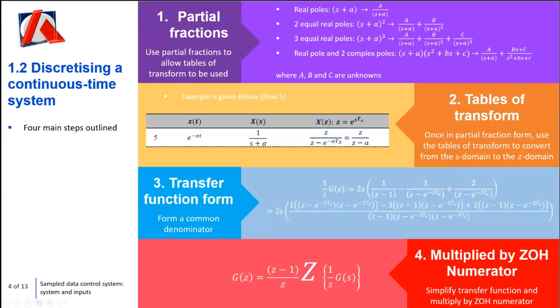So this is what we saw in the last video. This is where we finished off in the last video. Okay, when you had z to the minus 1 over z, which is the numerator of the continuous zero order hold, and then 1 over s, which is the denominator, and then the Z transform of 1 over s times G of s. Okay, and that's effectively what we're trying to achieve.